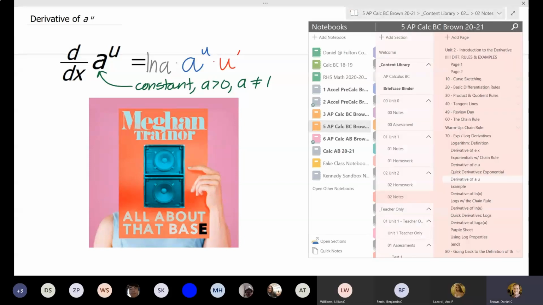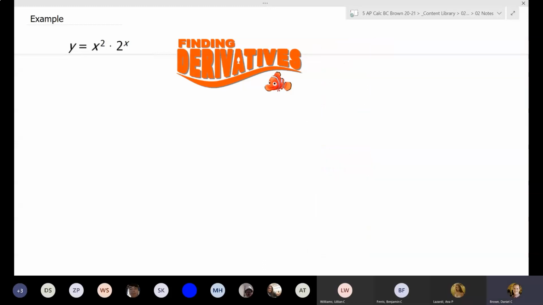So as an example, again, any rule that you have learned can show up. So I have y is equal to x squared times 2 to the x. So looking at this one, I don't really see a chain rule, but we are going to have to use the product rule. So taking this derivative, y prime, I have the first times the derivative of the second. The derivative of the second is going to be that new rule. So I have the natural log of 2 times 2 to the x.